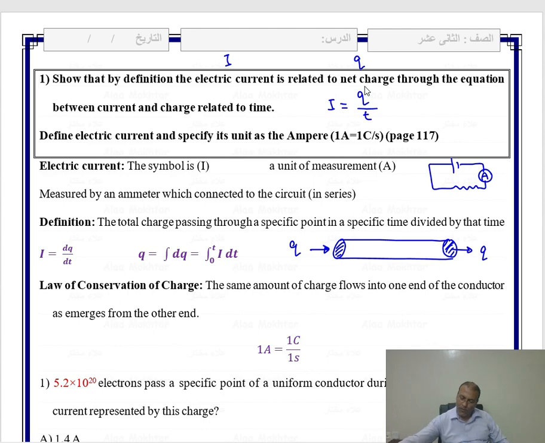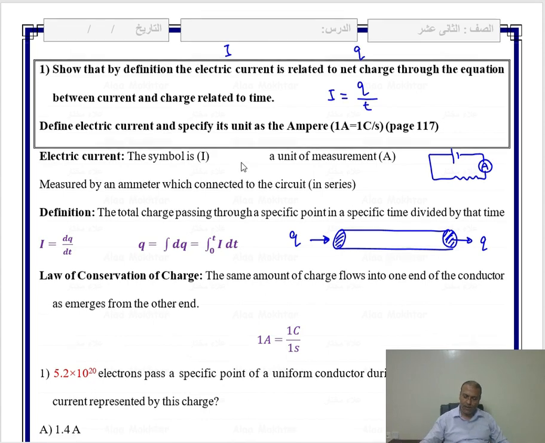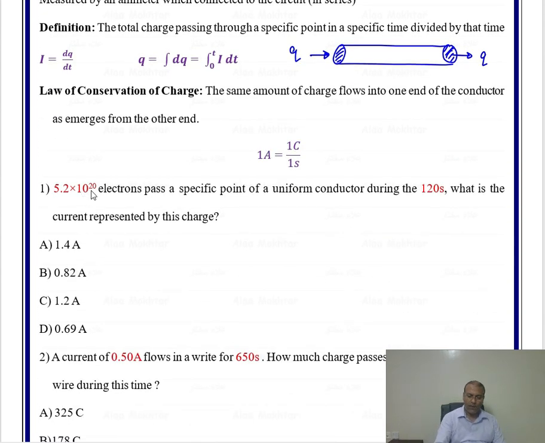Let's start with solving a problem. First question: 5.2 times 10 to the power 20 electrons. It's a number of electrons, so that is n. They pass a specific point of a uniform conductor during 120 seconds. It's a time. What is the current? He asked about I, unknown, measured in ampere.